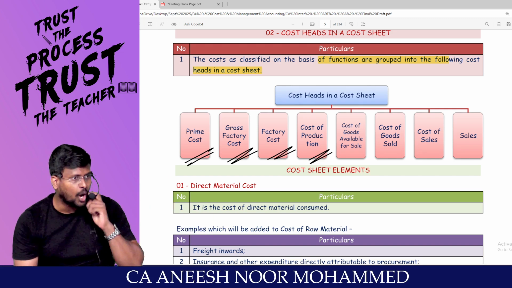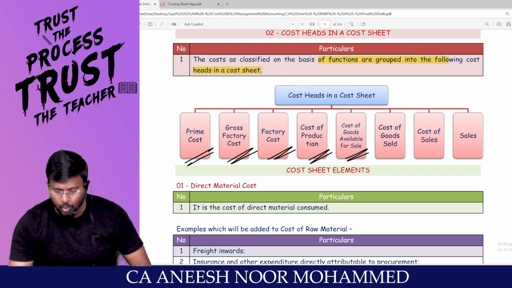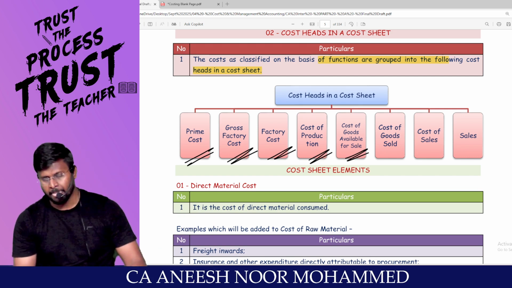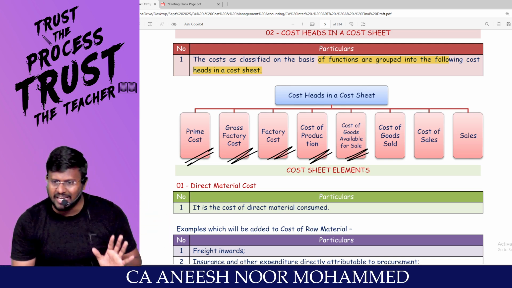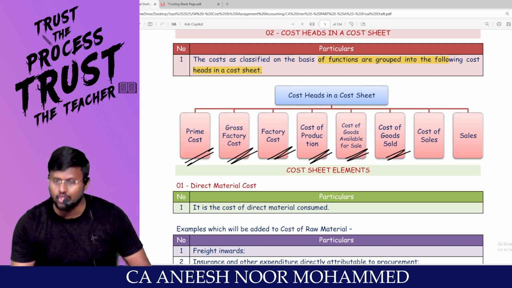Already in godown, opening stock of the finished goods is there. So you will get the cost of goods available for sale. That is called as COGAS. In that, I will not sell everything, my dear lovable students. I will be keeping something as closing stock. If I reduce that closing stock, I will get the cost of goods sold.